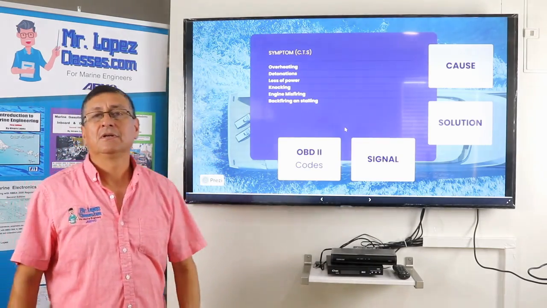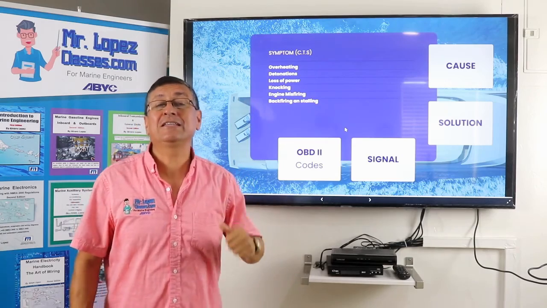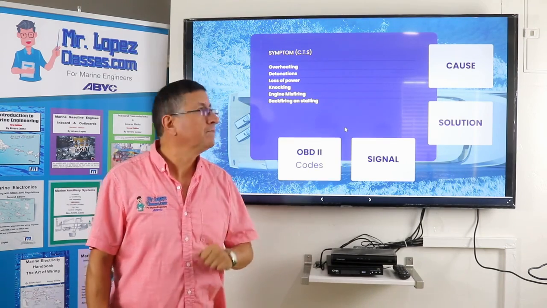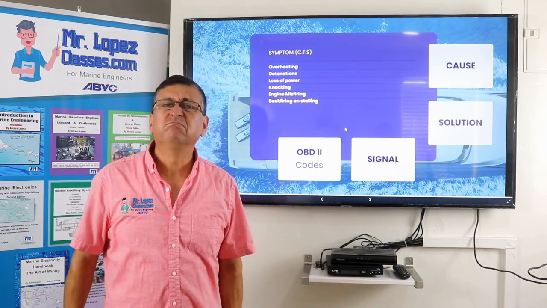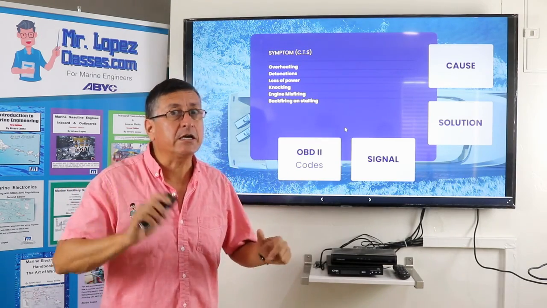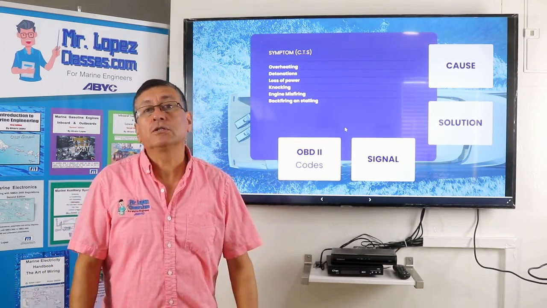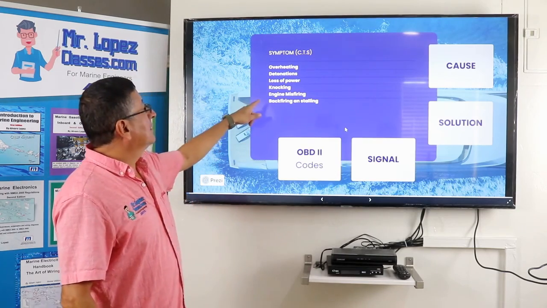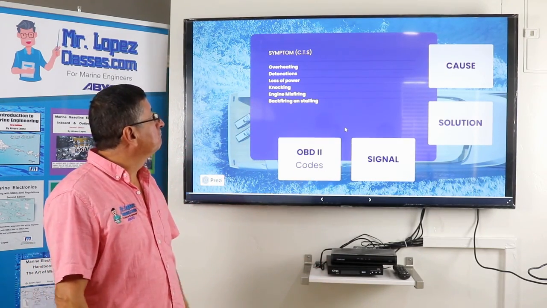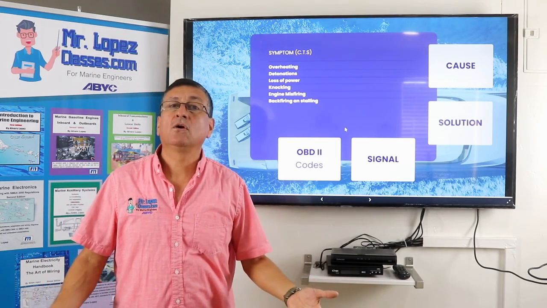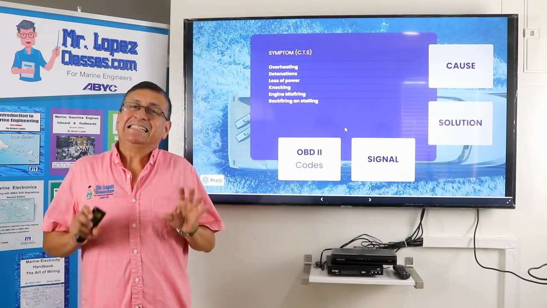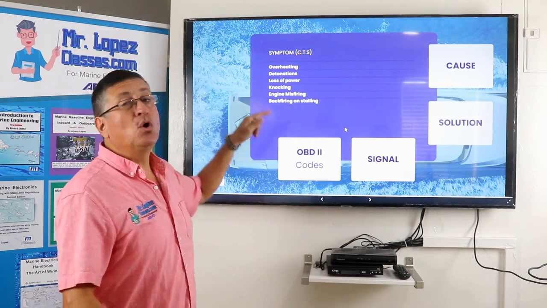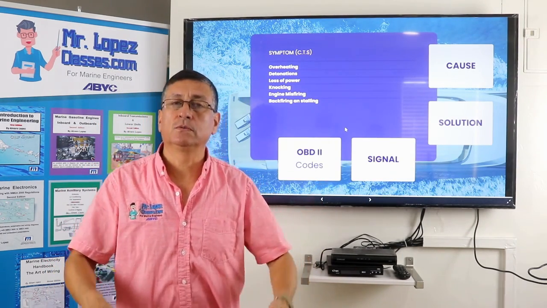Okay, symptoms. Coolant temperature sensor. What is the first symptom? Of course, overheating. Detonations. Misfiring. Loss of power, of course. Knocking. Backfiring or stalling. Those are the most common symptoms for coolant temperature sensor codes.